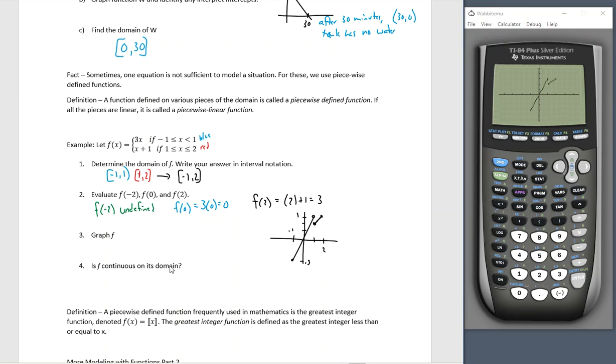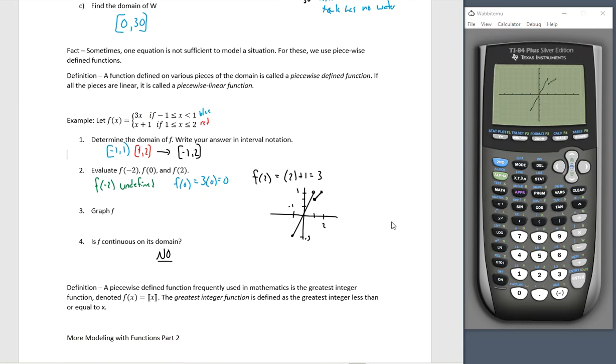So is f continuous on its domain? If we knew this is what it would look like ahead of time, without the little points and this and that and the other, could we draw this without lifting our graphing utility, our pencil, or pen or crayon, whatever? No. This is not continuous. Notice how this has a little jump. It's called a jump discontinuity, but we'll get more into that in calculus.